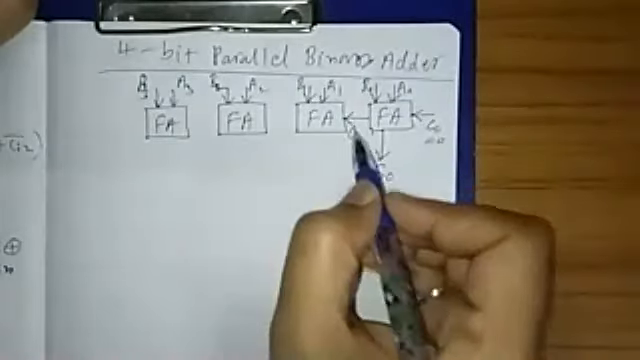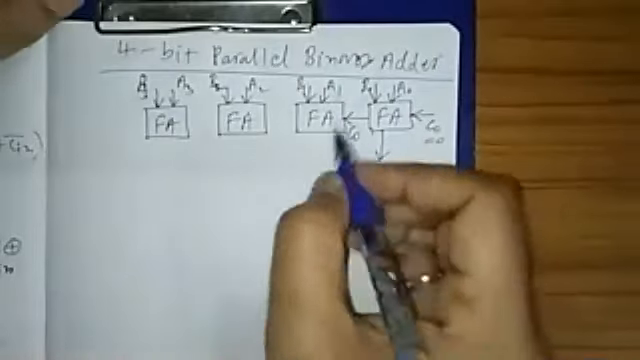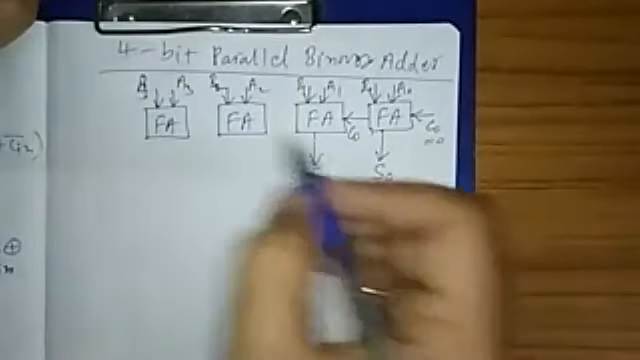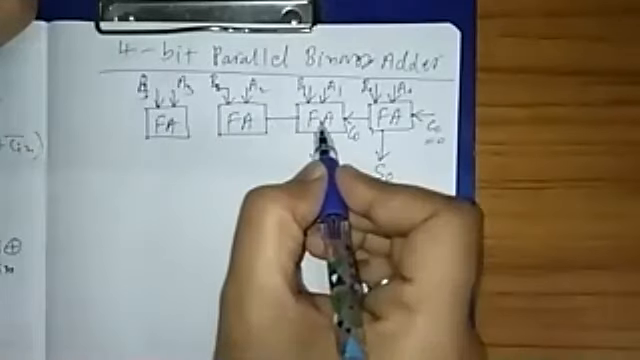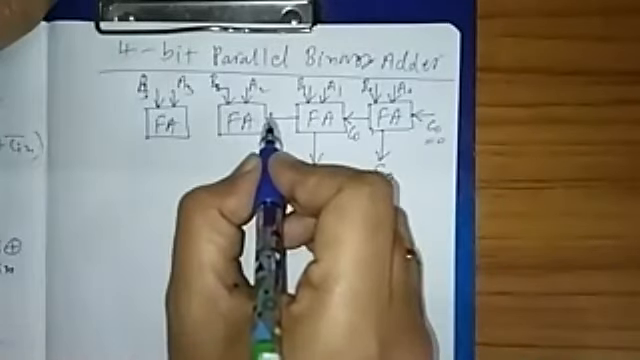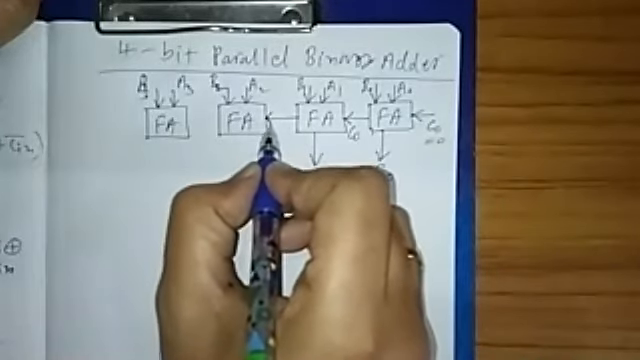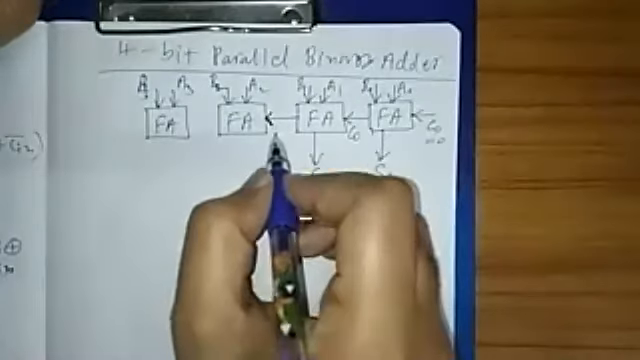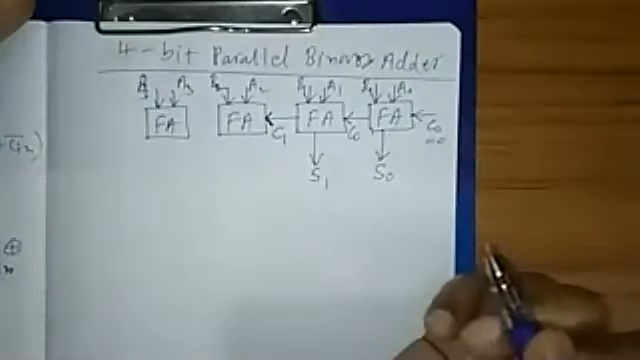Here the inputs are C0, A1 and B1. The output will be from here. Can anyone tell what it is? Yes, the sum, and the carry from the previous bit. After the previous addition, the carry will be propagated and given to the next full adder, and this will be C1.